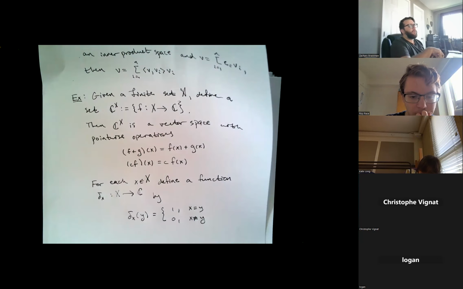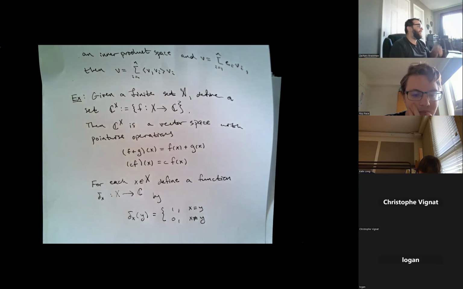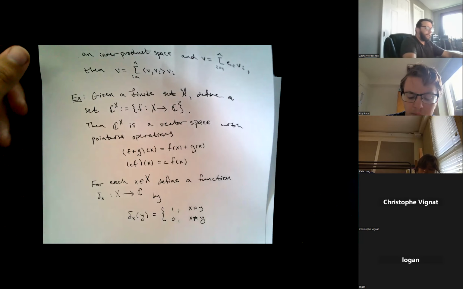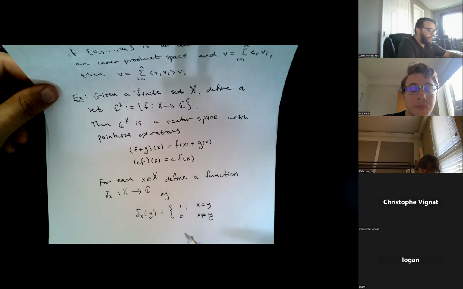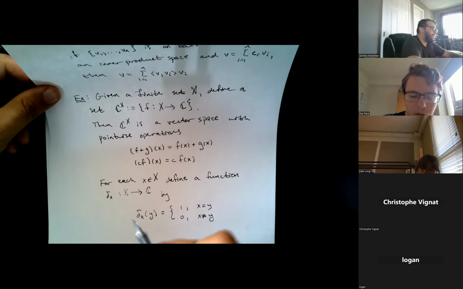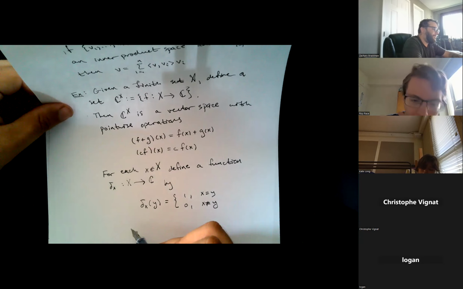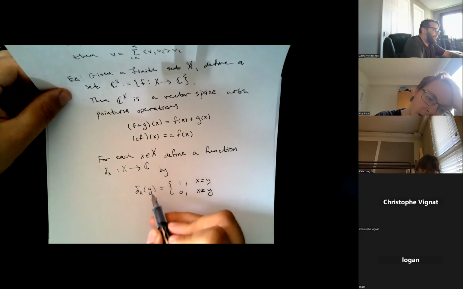So this is the usual Kronecker delta, right? Except, well, if X is a finite set, then you can always label it 1 through n. So yes, it's the Kronecker delta. Okay, now, maybe before this, I should have defined my inner product on this space. So we'll come back to this in a moment.